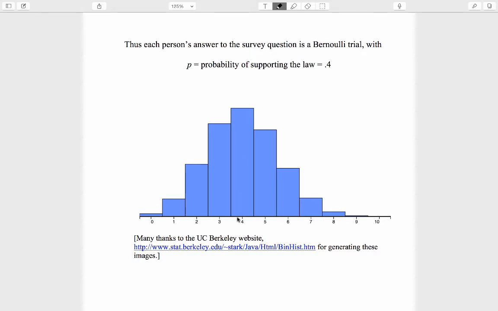The event that 4 people say yes is more likely than the event that 3 people say yes, and it's also more likely than the event that 5 people say yes. It is very unlikely that 10 people say yes. It's also unlikely that 0 people say yes, but you'll notice that the whole picture here is shifted a little bit to the left. There is an asymmetry here.